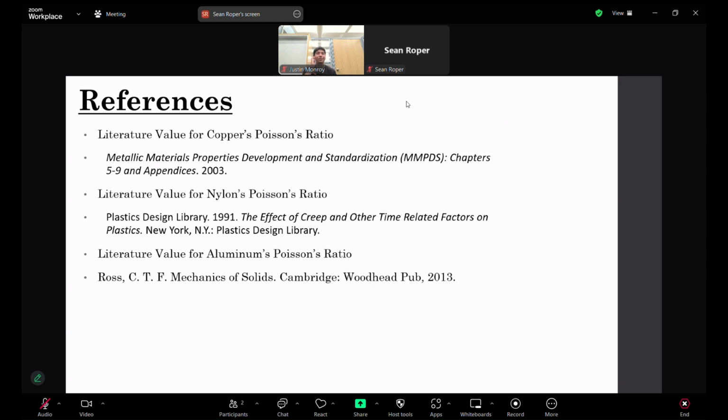Alright, so these are the sources that we referenced for our literature values for each material's Poisson ratio.